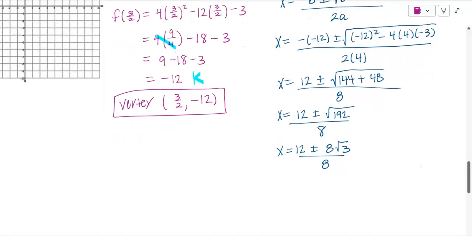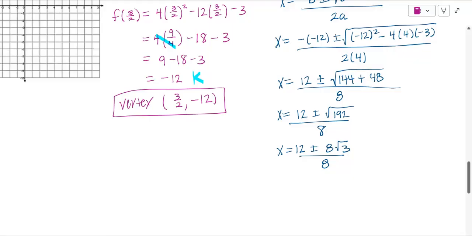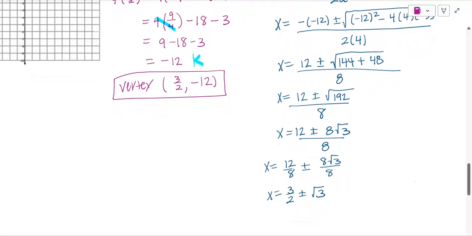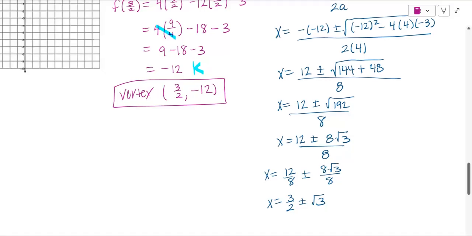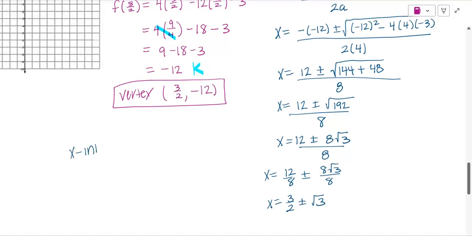I'm going to split this up into two separate fractions. This is the same as 12 over 8 plus or minus 8 root 3 over 8, or 3/2 plus or minus the square root of 3. So these are our x-intercepts. I'll write it over here. 3/2 plus root 3 comma 0, and 3/2 minus root 3 comma 0.